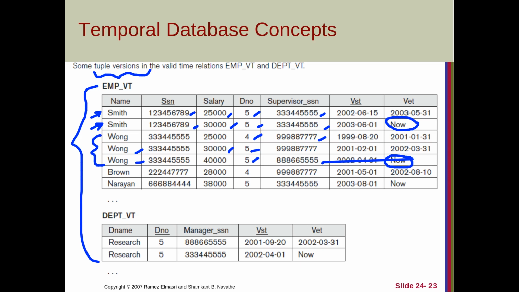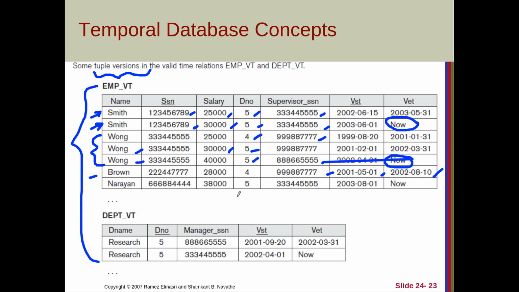By looking into a temporal database, we can manage the database table with history information: at what time he was working in a particular department, during which period he got this salary, and during which period he was moved or changed to some other department, etc. All this information can be manipulated in this temporal database table. Now we can see another employee, Brown, with SSN, salary, department number, supervisor SSN, then his valid start time, then valid end time.